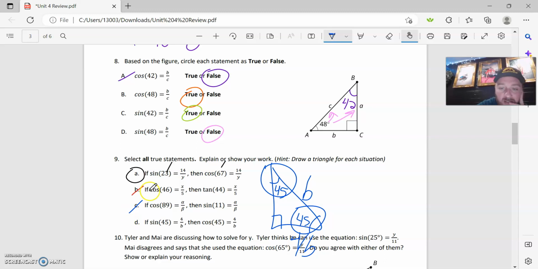I only have 30 seconds here before the video cuts off. The bottom line is, if I have 45 and 45, then my sine and cosine are in fact the same value, because whether I'm looking at 4 over here, I know that this has to be 4 on this side because they're equal angles, they're equal length.